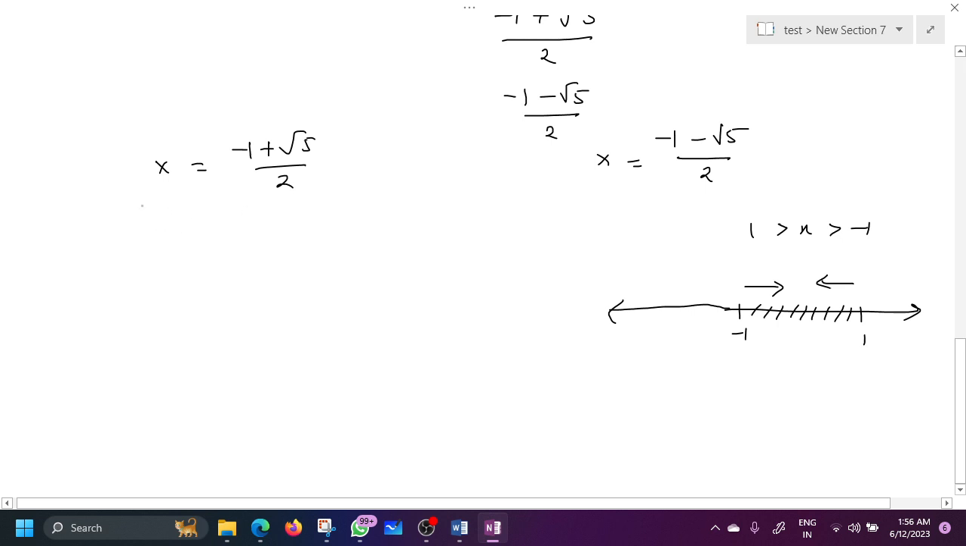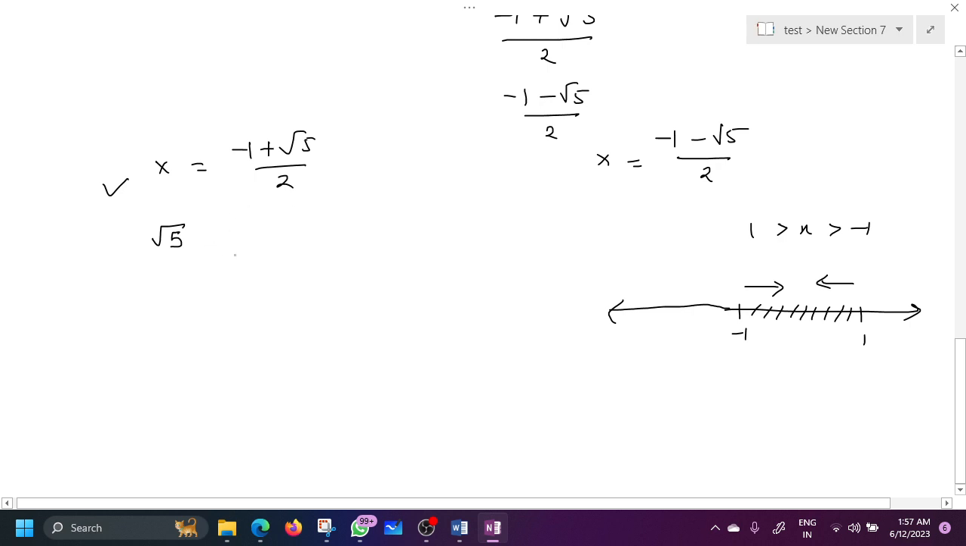So let's check out the first value. We know that root 5, there are two methods to check whether, if you remember the value of root 5, which is around 2.23. So 2.23 minus 1 is 1.23. 1.23 upon 2 is a positive number which is less than 1. So which is obvious that it is a correct value.